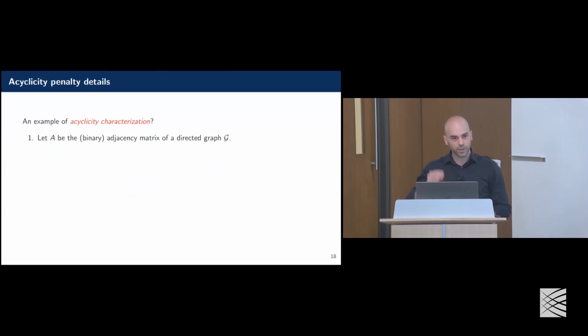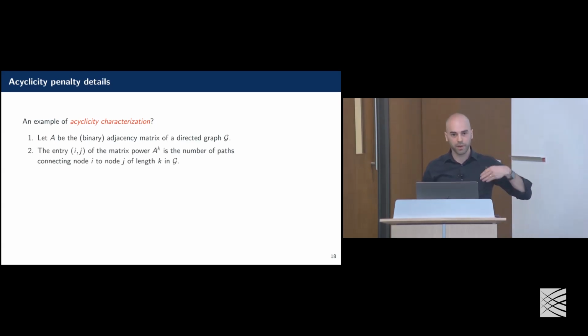So I want to give an intuition for the acyclicity characterization. If A is a binary adjacency matrix, and we don't work with binaries, but there is just a trick, this is important to build intuition. If we take the matrix power of that adjacency matrix of a directed graph, at entry ij we are counting the number of paths connecting node i to node j of length exactly k, because we're summing across all the possible neighbors.